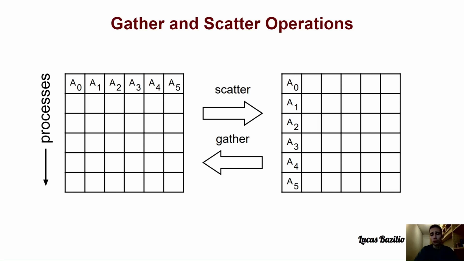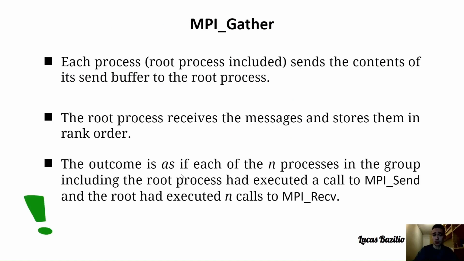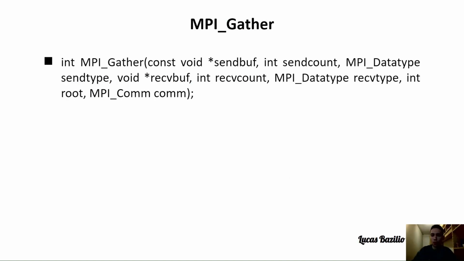It is important to notice here that when we apply a gather operation, assuming we have n processes, the outcome is as if each of these n processes in the group, including the root process, had executed a call to the MPI send function, and the root had executed n calls to the MPI receive function. At this point in this course, we know these two functions and what they do, and this analogy is easily seen here.